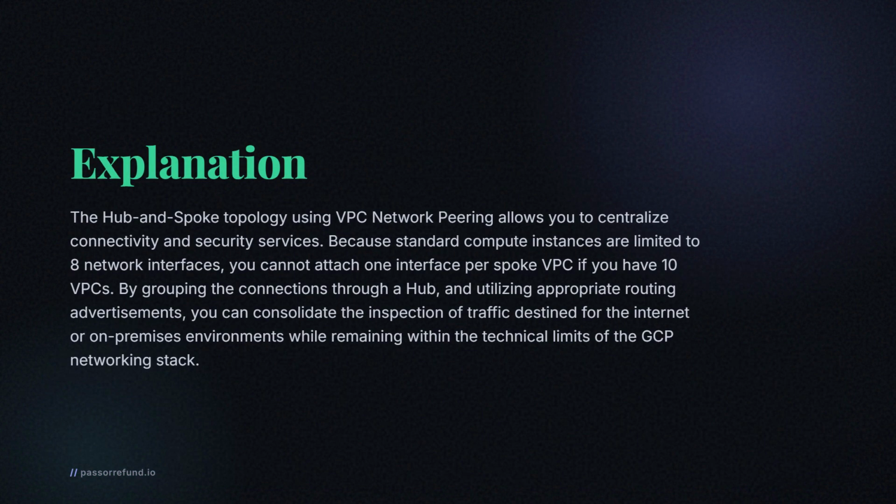The right choice is D. The hub and spoke topology using VPC network peering allows you to centralize connectivity and security services.